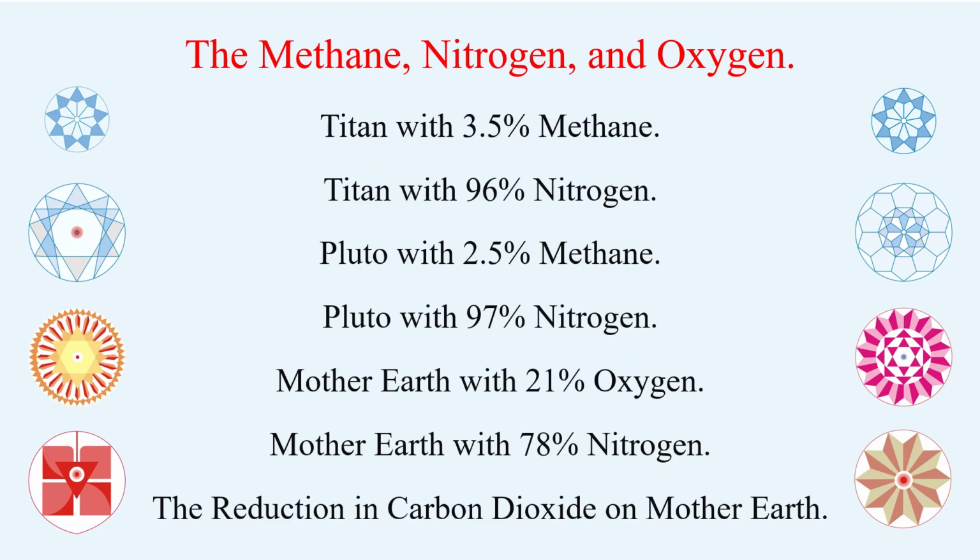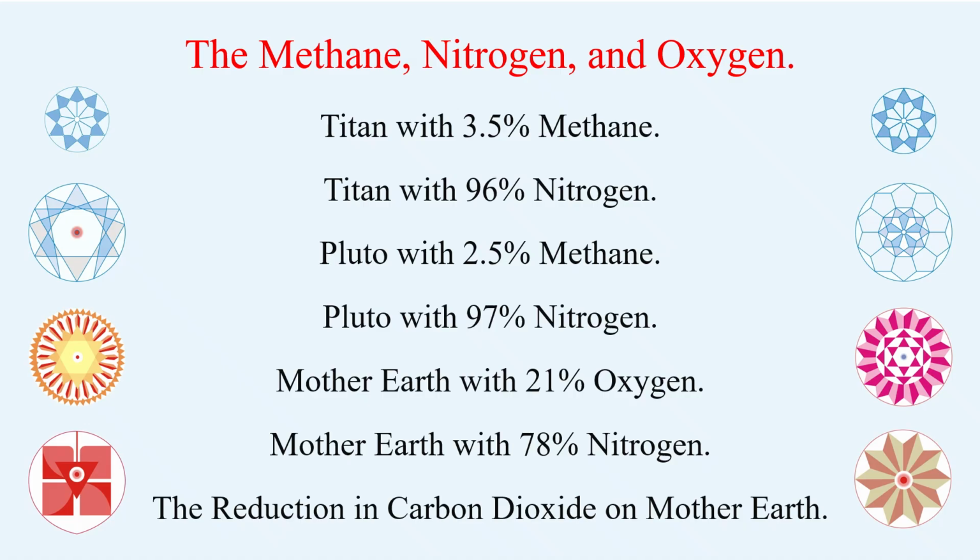Now come to the question of the outer planets. Titan, around Jupiter, has 3.5% methane. Titan has 96% nitrogen. These 2 put together are 99.5% of the atmosphere. Pluto has 2.5% methane and 97% nitrogen. That is also the same thing at 99.5%. Both have methane and nitrogen as such.